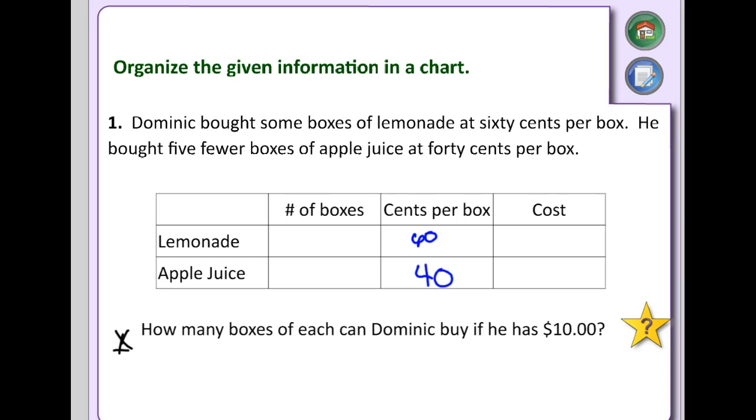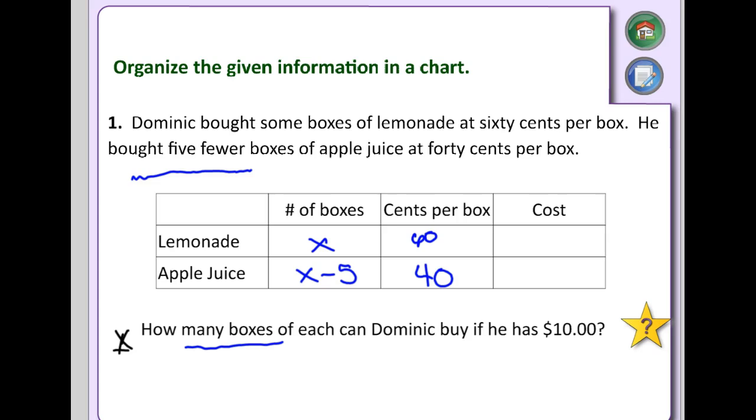Well, what are we trying to figure out? The question says how many boxes. So now we need to go back and fill in that column. Now it says Dominic bought some boxes of lemonade at 60 cents per box. So I'm going to make lemonade be X. But he didn't only buy lemonade, he bought apple juice as well. And so what are we going to do for apple juice? Well, we've got a clue word. It says that he bought 5 fewer. So we're going to make this X minus 5.